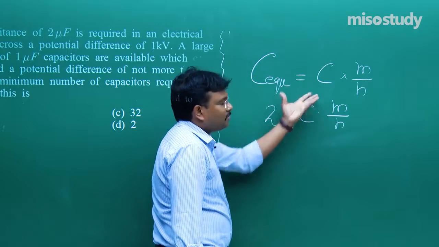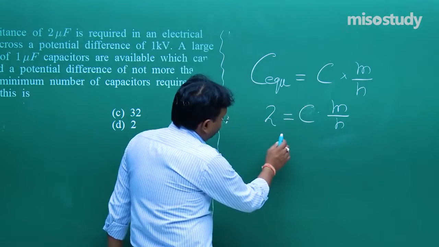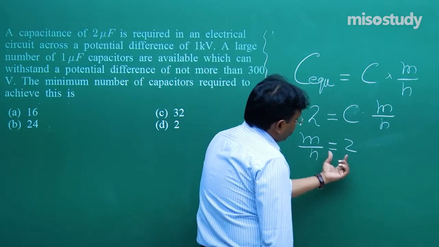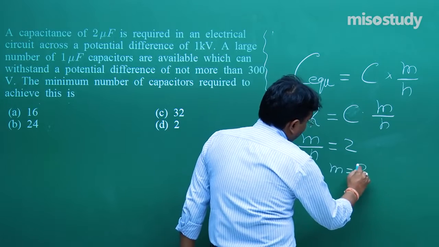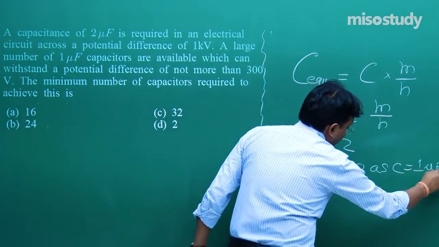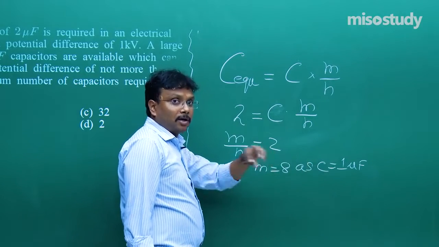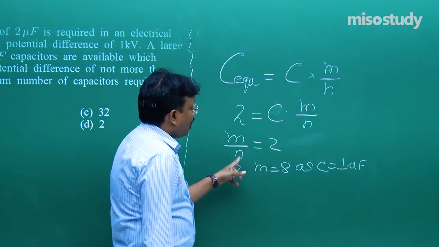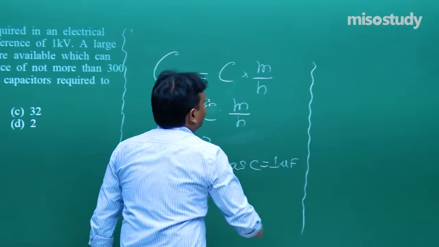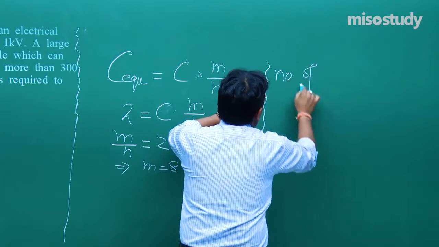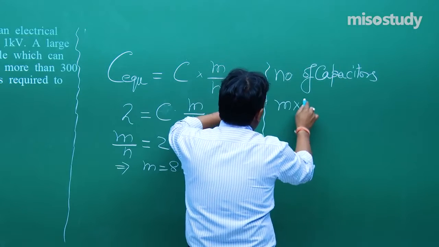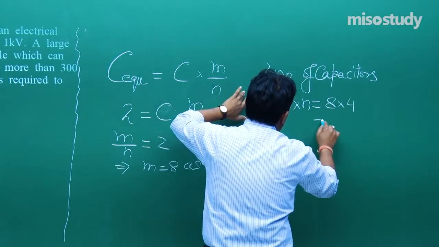Don't rush. I know that this C value is, you can cancel it, but don't rush for that. So it means what? It means m by n is equal to 2, because C is 1 given in the problem. So m by n is equal to 2, it means m is equal to 8, as I should not write it, but I am even writing for a new student so that there must not be any confusion. Now n is 4, we just calculated 2 minutes back, and m is how much? m by n is equal to 2, or m is equal to 8. So ultimately what you will get, number of capacitors, m into n, that is 8 into 4, that is 32.